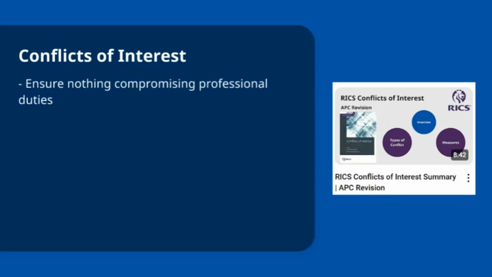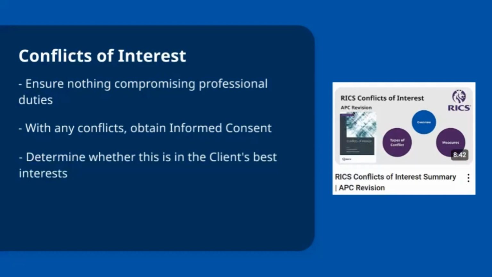We might be acting for a client that has conflicting interests with another client or even your own organisation. If a conflict is found, we must obtain informed consent to show that the client fully understands the conflict and any impacts and is still happy to appoint the surveyor. Even if a client is willing to give informed consent, RICS members must exercise professional judgment and determine whether this is in the best interests of the client or whether we should recommend another colleague or organisation.